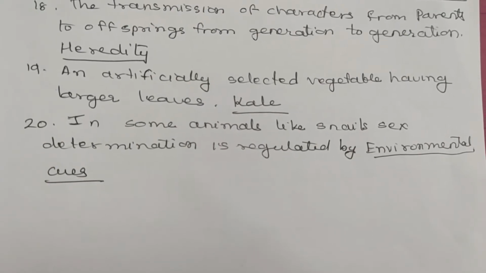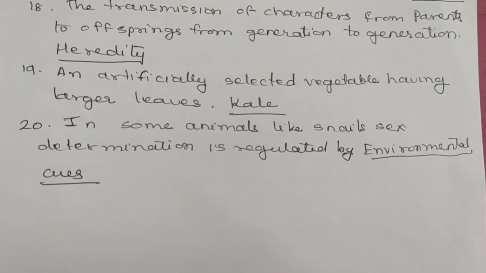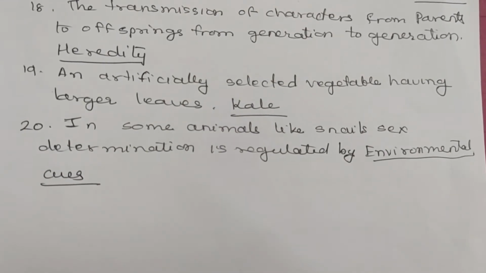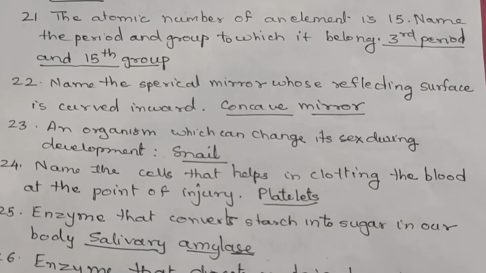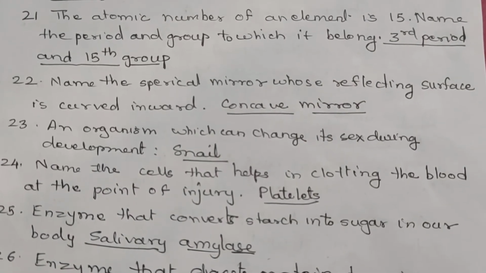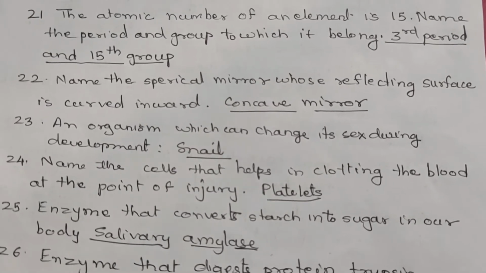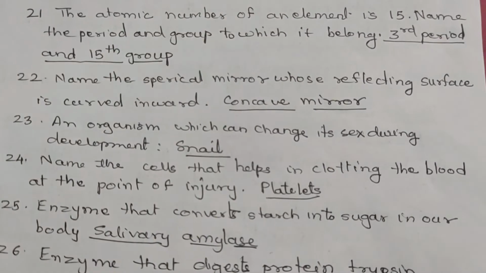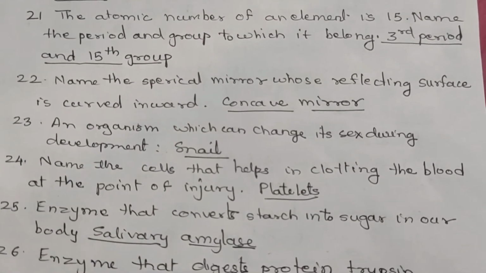In some animals like snails, sex determination is regulated by environmental cues. 21. The atomic number of an element is 15. Name the period and the group to which it belongs. The electronic configuration will be 2, 8 and 5. So it belongs to third period and 15th group.